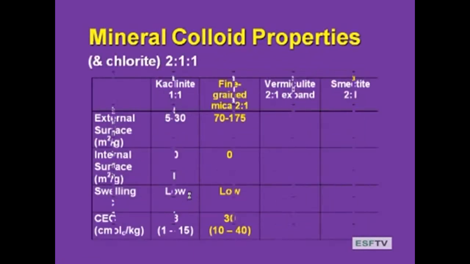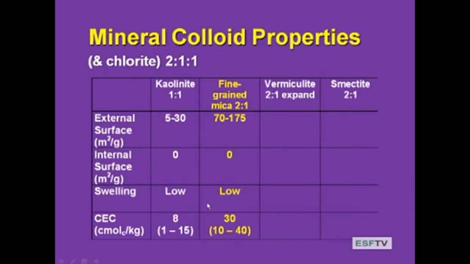We left off next on fine-grained mica. This was the 2-to-1 non-expanding clay. It had a slightly higher external surface area. Why would that be? A slightly higher external surface area means that the crystal size generally must be a little smaller. We also looked at internal surface. It was practically 0. Why was that? Potassium held those interlayer spaces together so tightly, and there was very little capacity to have water and cations fit in between.